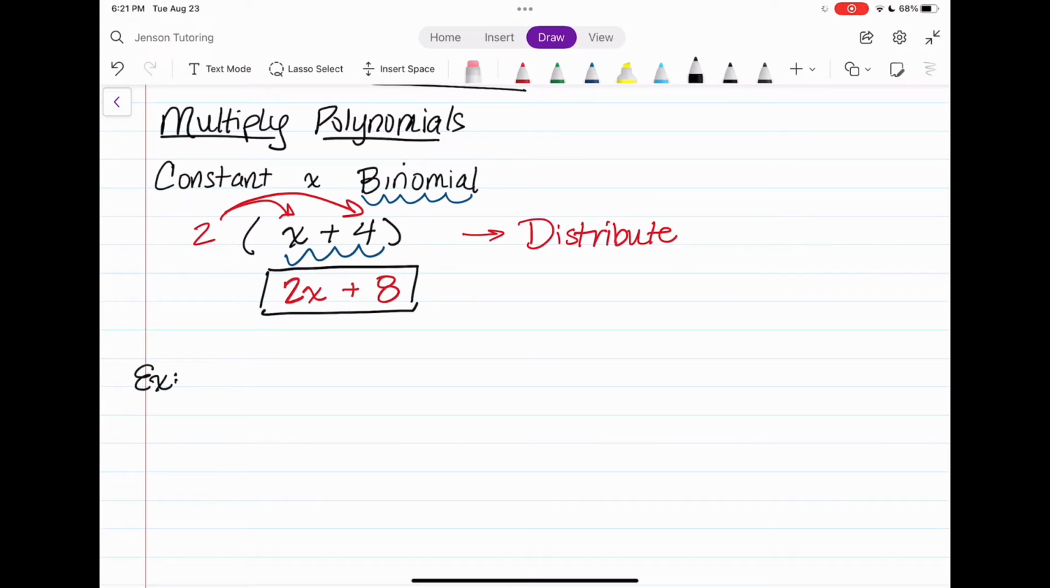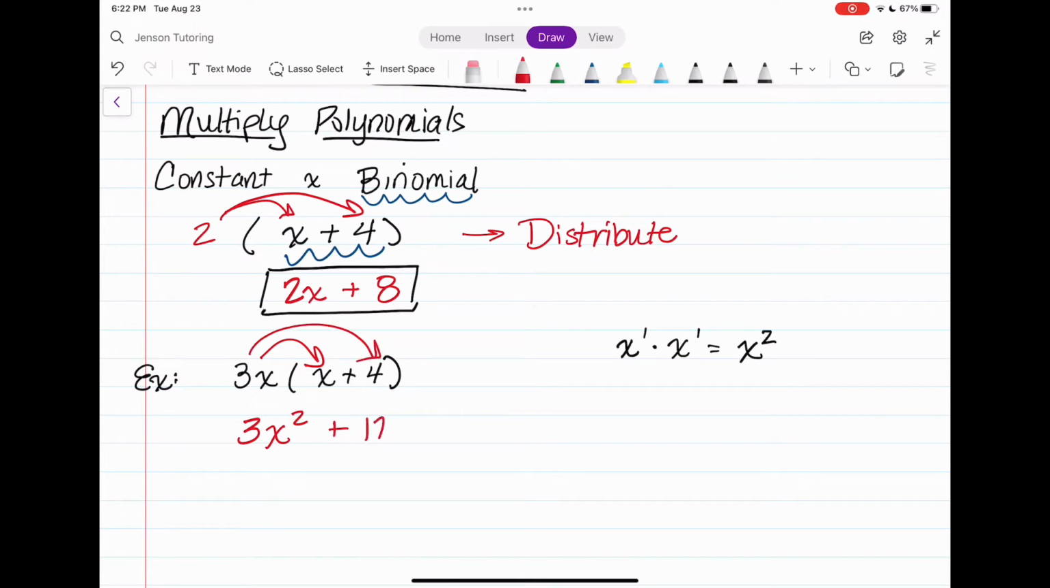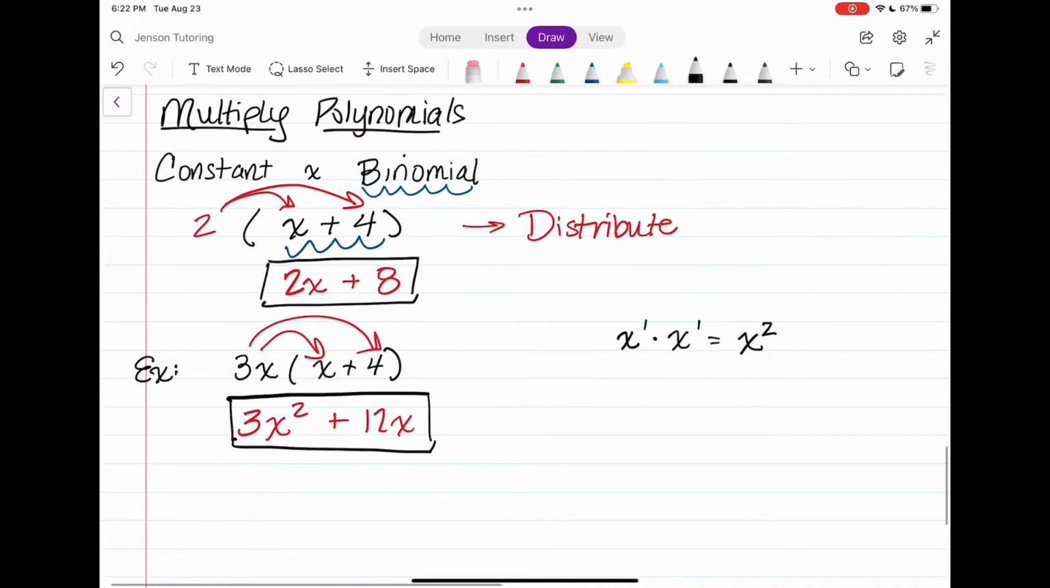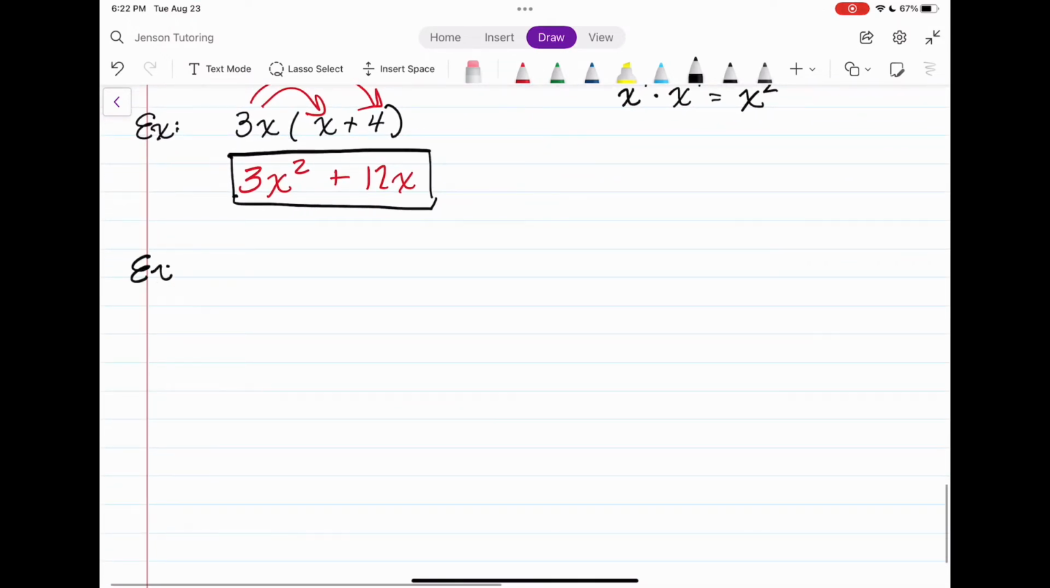So let's try a little bit harder example. So again, we have a constant 3x, but we're going to multiply that times our binomial. Sometimes people get confused when you have a variable like x, but x times x, remember we have that imaginary 1 there. When you multiply variables, you add the exponents. So we get 3x squared plus 11x after we distribute.